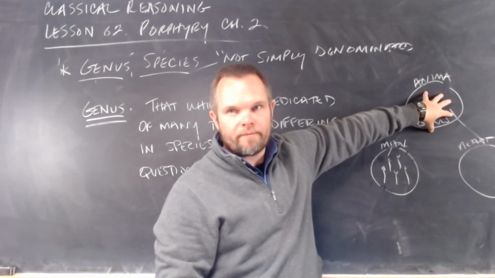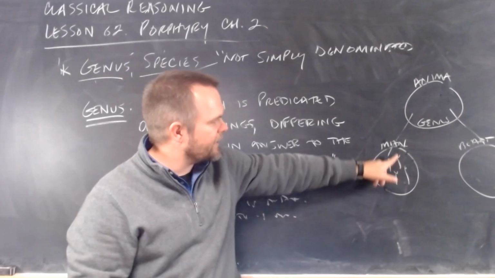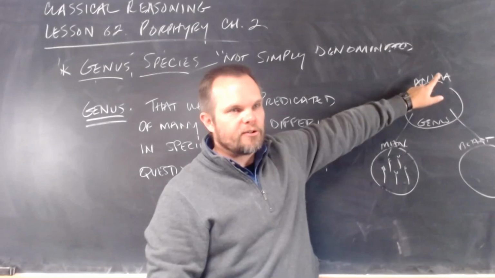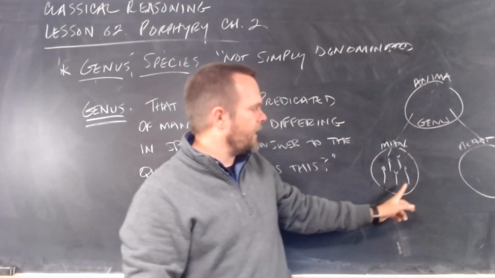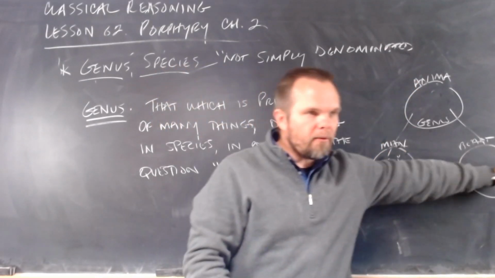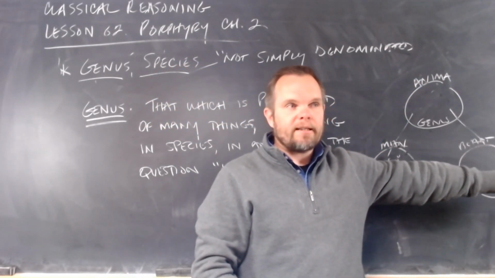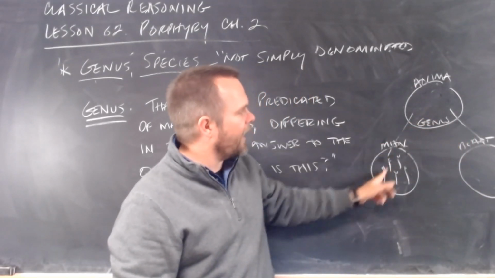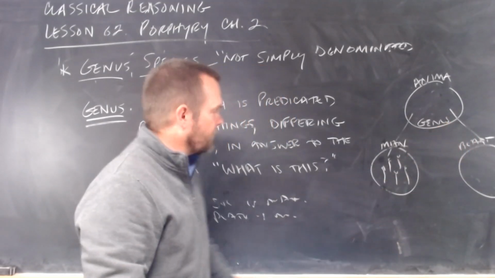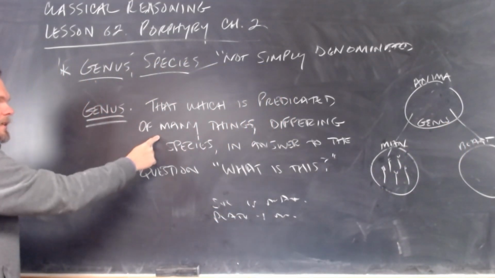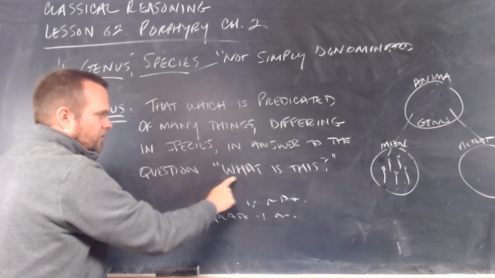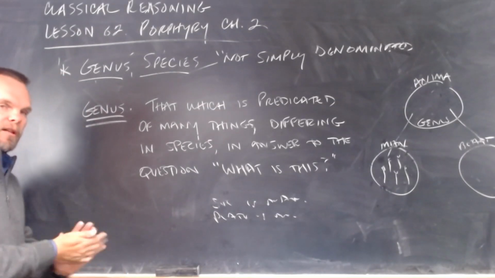You understand that? So if I can say Plato is man and man is animal, then I can say Plato is animal. So animal is predicated of many things. Animal is predicated of all men and of all beasts. It's predicated of many things, and it divides into species. It's genus. Genus is that which is predicated of many things, which differ in species, and answer to the question, what is this? Now let's go back to our cardinal.